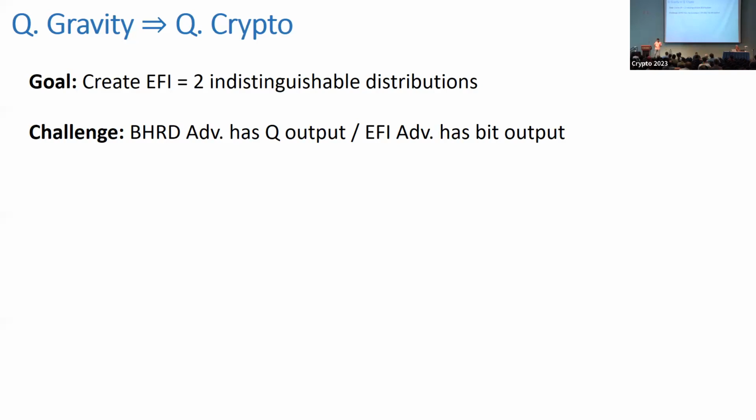And that's going to be a little bit hard because the EFI is just a distinguisher between two distributions. So its output is a classical bit. However, in the radiation decoding, the output is a qubit. So our reduction is going to need to be able to translate from getting classical information from the EFI adversary to actually being able to solve a quantum problem.